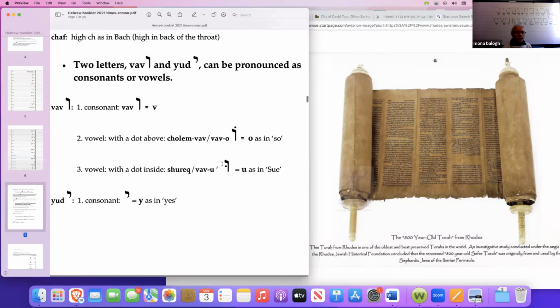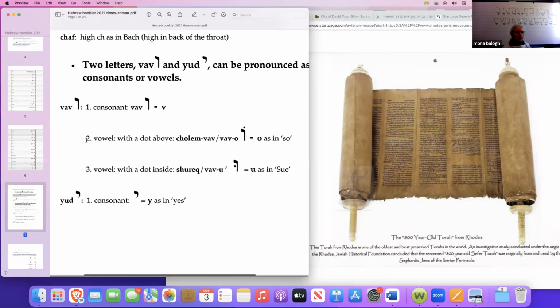Okay, you've got the Vav with a dot in the belly, a dot inside, has the oo sound. It's called Vav U or Shurek. That's the Vav. So the Vav can either be a consonant, V, a vowel O, a vowel U. Okay, here the dot is over the Vav, that makes the O sound, and inside the belly of the Vav makes the U sound.